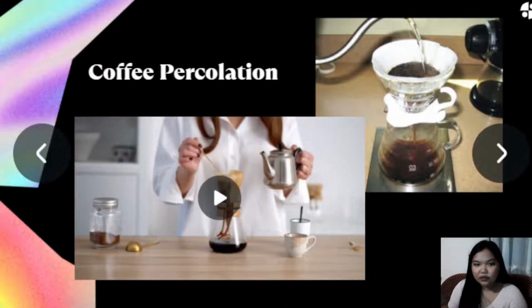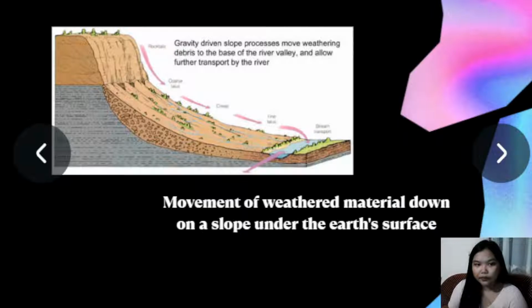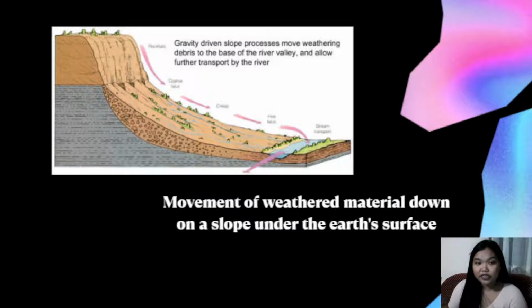Next example is the movement of weathered materials down a slope under the Earth's surface. Basically, when gravity alone causes rock or sediment to move down a slope, the erosion is called mass movement. This process is also known as mass wasting. And the prime moving force of groundwater is gravity.